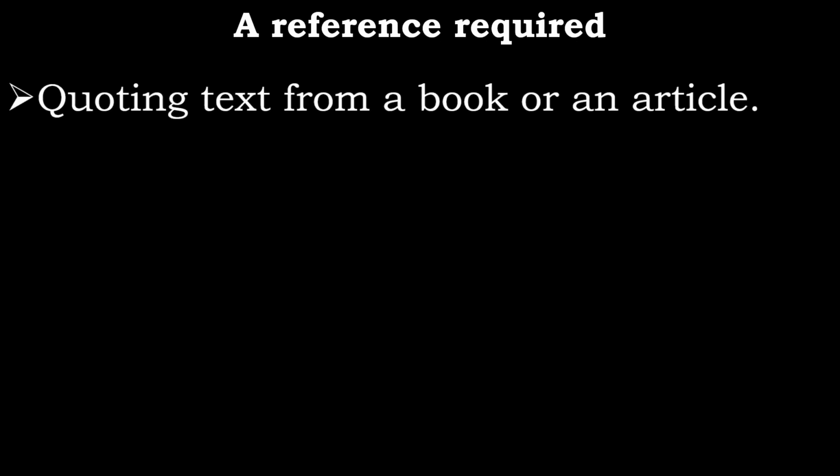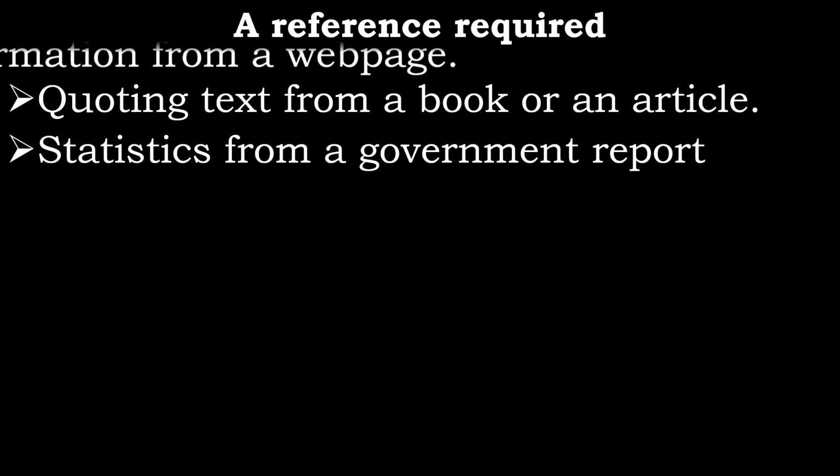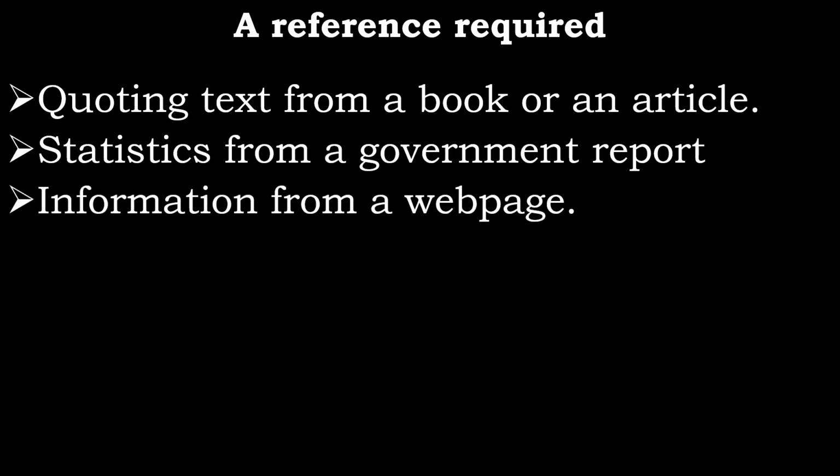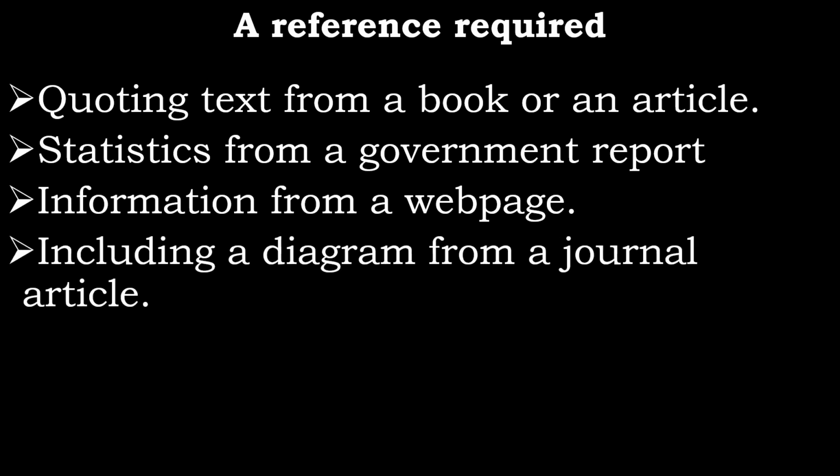A reference is required when you take information from someone else, or if it is not possible for you to reach that conclusion by yourself. There is no way that you can substantiate that conclusion or idea or suggestion without referring to someone else's work. Whether you're quoting text from a textbook or an article, statistics from a government report, information from a web page, including a diagram from a journal article, all of these scenarios require referencing.